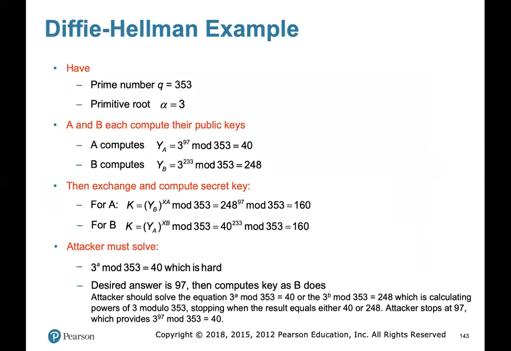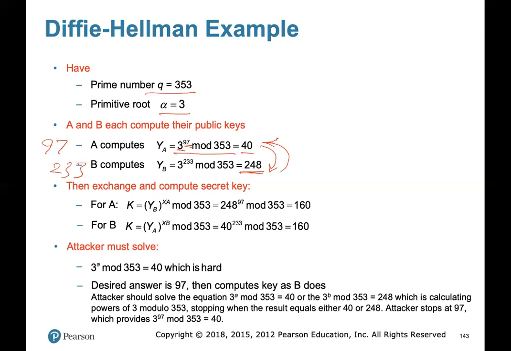Here is an example. If Q is 353 and alpha is 3, let's say Alice picks 97 and calculates 3 to the power of 97 mod 353. Bob picks 233 and calculates 3 to the power of 233 mod 353. This is the number that Alice sends to Bob, and this is the number that Bob sends to Alice. So they exchange these two numbers, and this can be sent as plain text. From the security standpoint, it is okay if the attacker accesses these numbers.